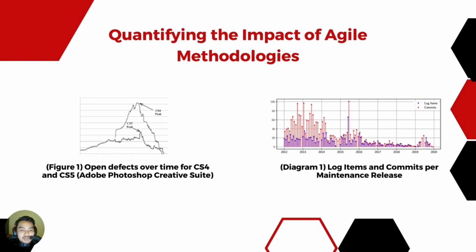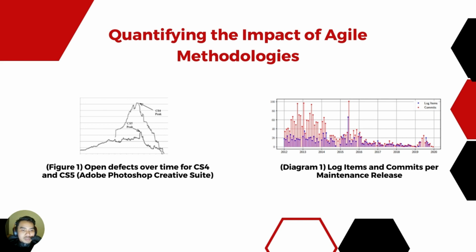Interpretation of findings. The decrease in open defects is attributed to the effectiveness of Scrum's iterative and feedback-driven methodology. The ability of Scrum to identify and address problems early in the development cycle is highlighted as a key factor in the observed improvement in software quality.